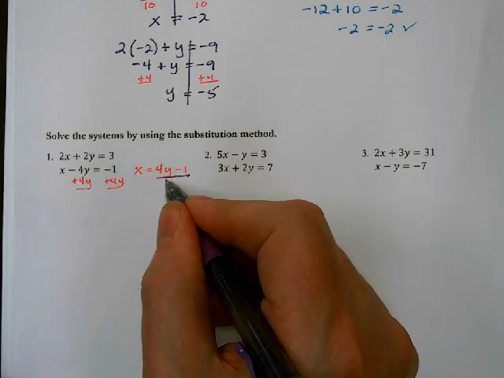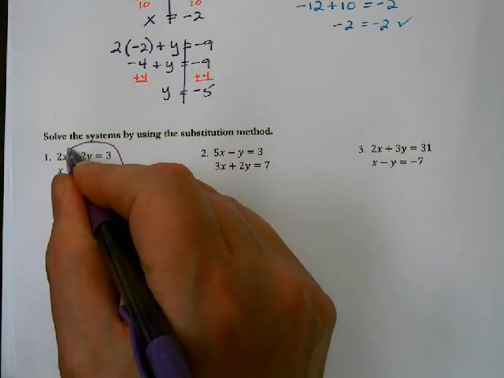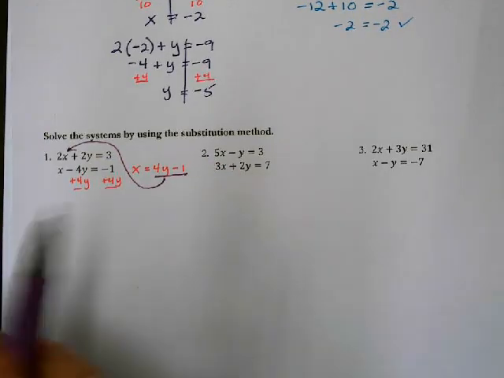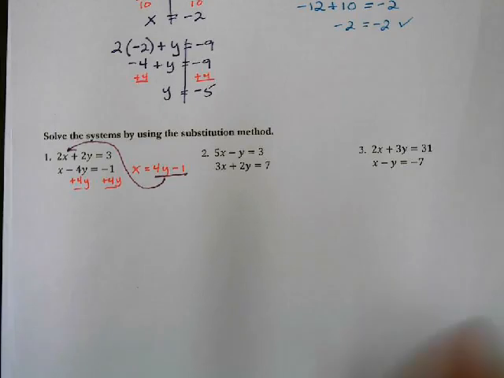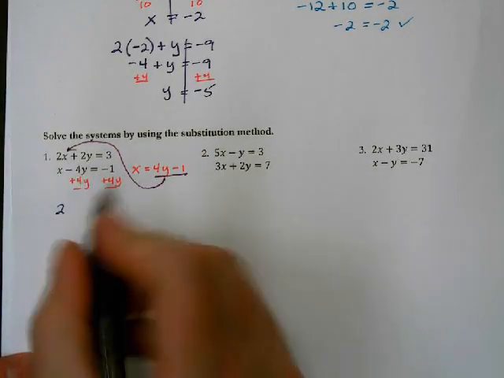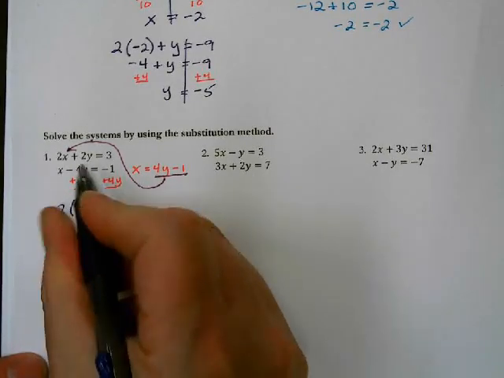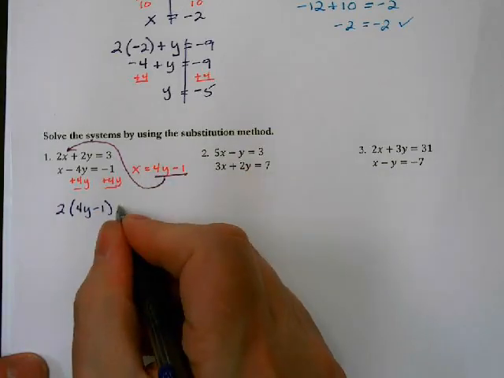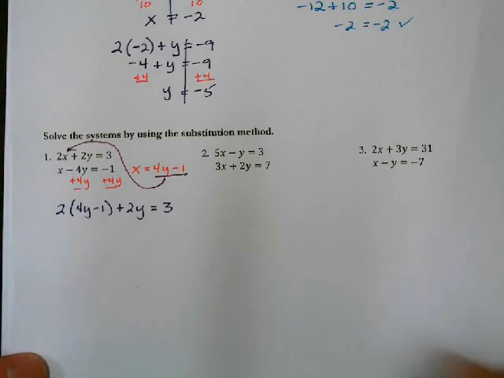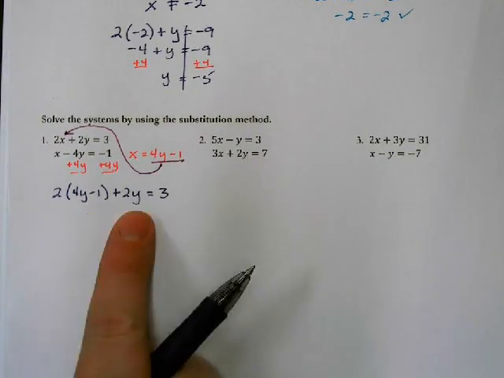So instead of x, I'm going to plug in 4y minus 1. All right, I'm substituting as step number 2. So I've got 2. Instead of x, I'm plugging 4y minus 1, and then plus 2y equals 3. All right, I've completed step 2. I have substituted. Step 3, I'm going to solve for y, solve for that one variable there.